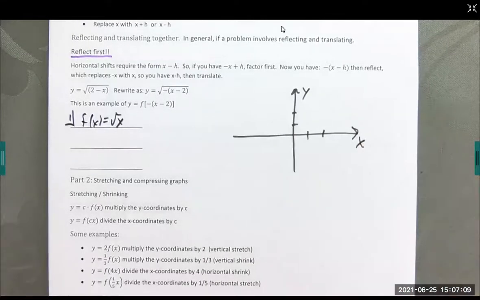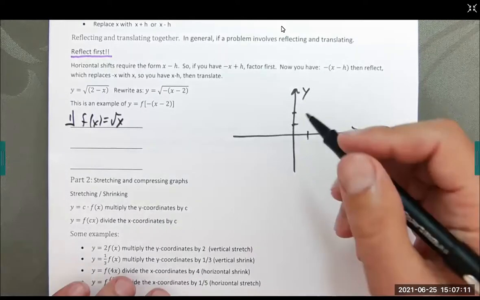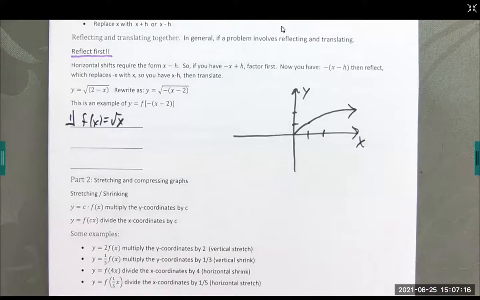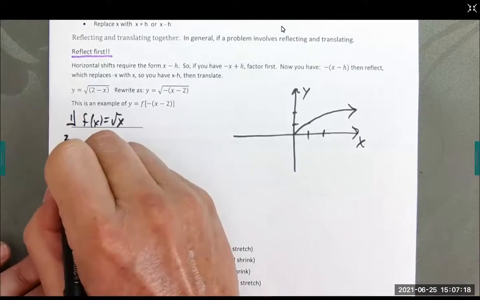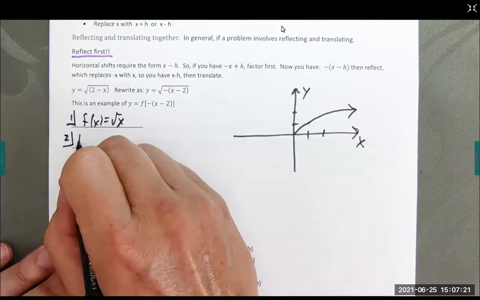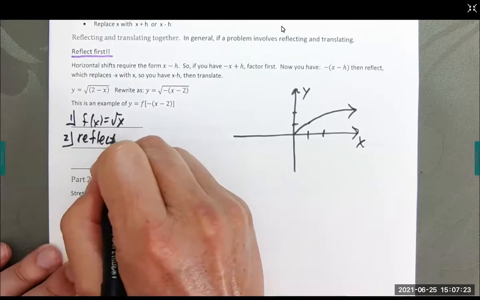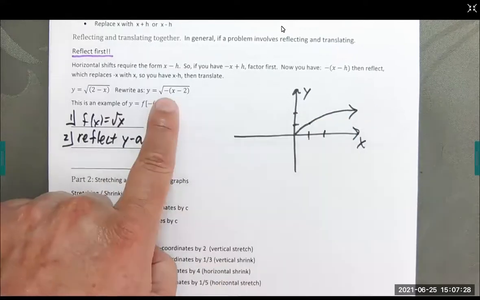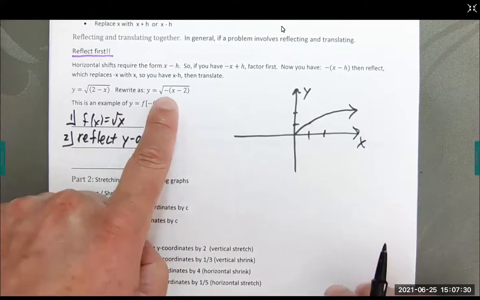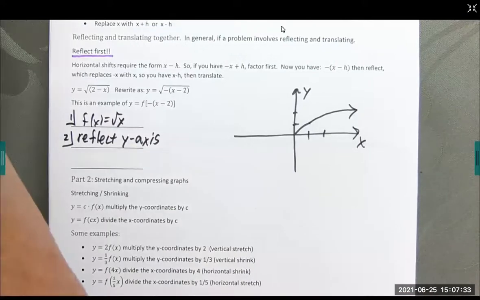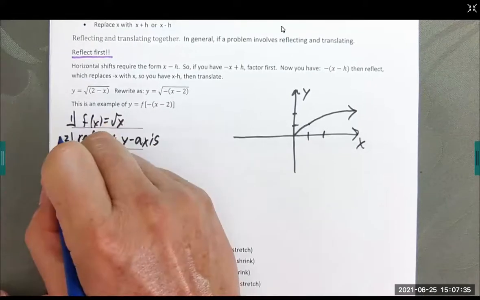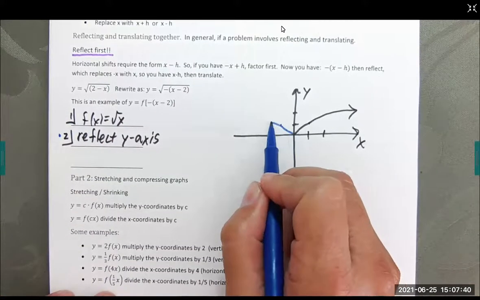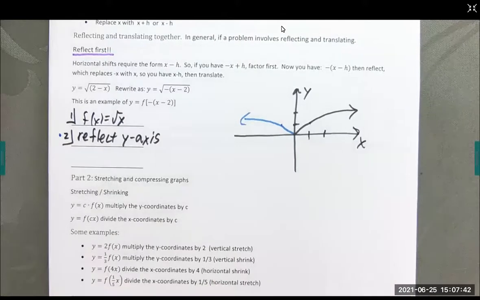All right, so that graph looks like that. Now what we're going to do is reflect the y-axis because we're affecting the x. So that now, put blue here. There we have a reflection about the y-axis.